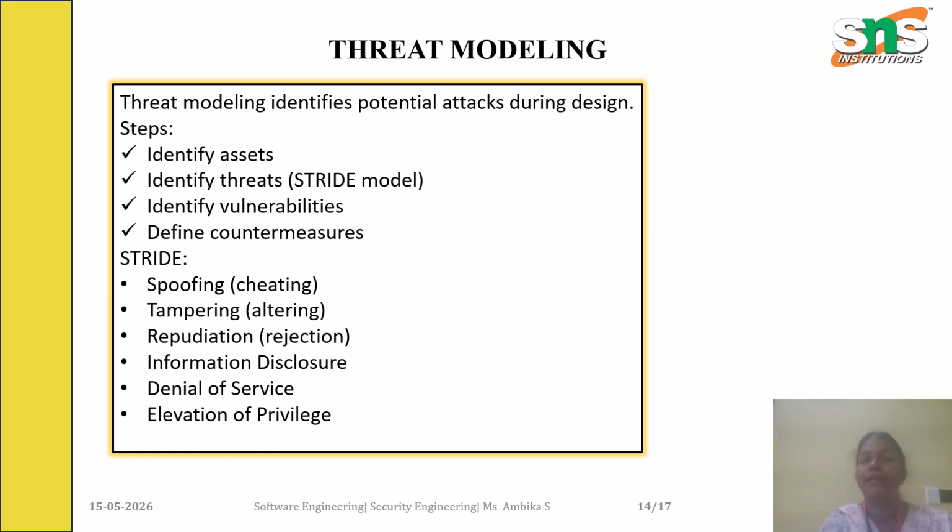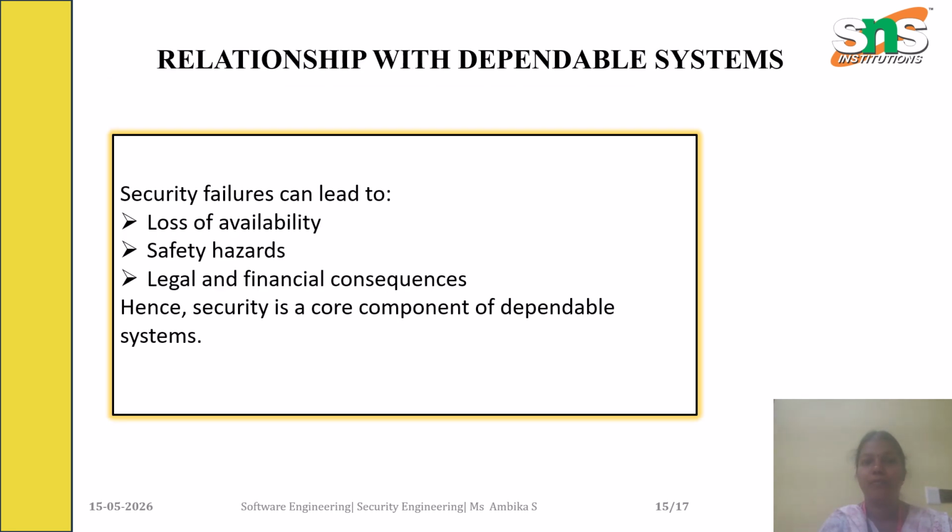Threat modeling. Threat modeling identifies potential attacks during the design phase itself. It identifies the threats using the STRIDE model. S stands for spoofing, which is cheating. Then tampering, like altering the data. Next is repudiation, like rejecting the data. Next are information disclosure, denial of service and elevation of privilege.